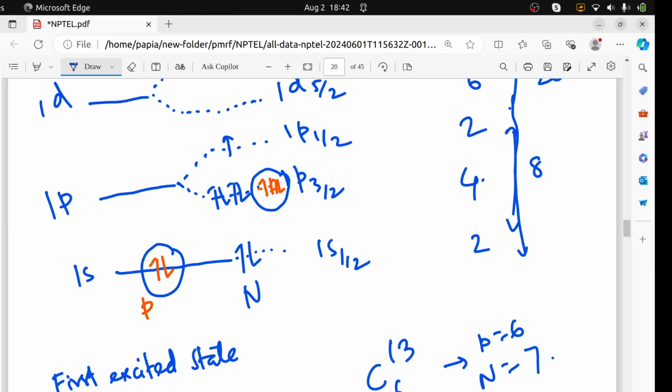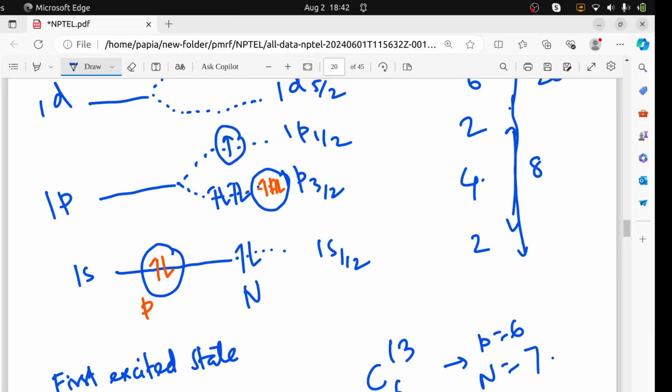Okay? But coming to the neutron, for the neutron case, you can see this one is fully filled. It will not go. This one is also fully filled. It is also not going to go, because all these 6 neutrons are fully filled and they are very much stable to each other. But the main thing is this one. This one is the only one present in that energy state.